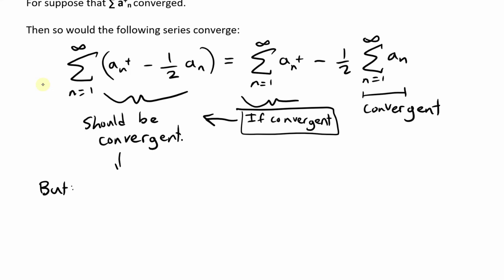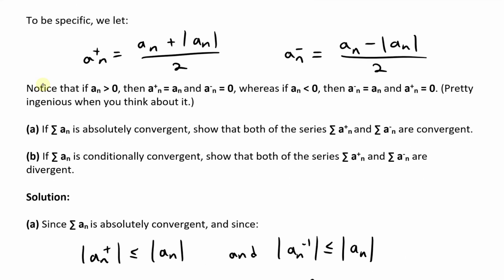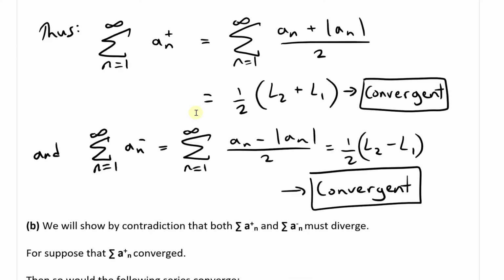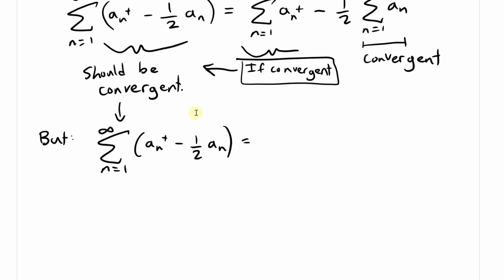But if we were to rewrite this in a different way, this series, the summation up to infinity, n equals 1, we'll have an plus minus 1/2 an. We know that an plus, again, we just defined it as all the positive terms, is an plus the absolute value of an divided by 2. Let's just put that inside, so this equals the summation n equals 1 to infinity.